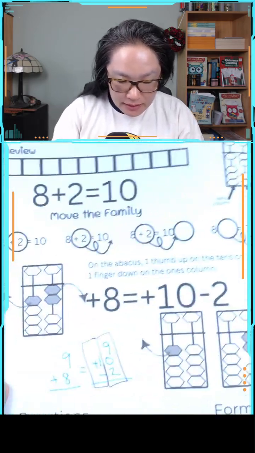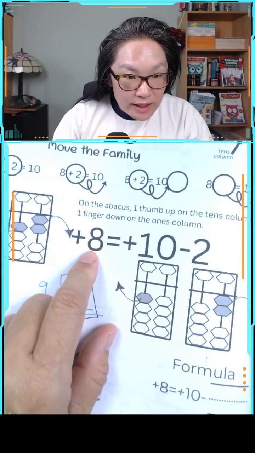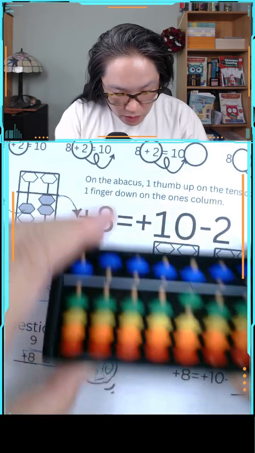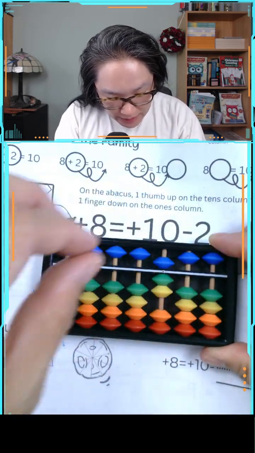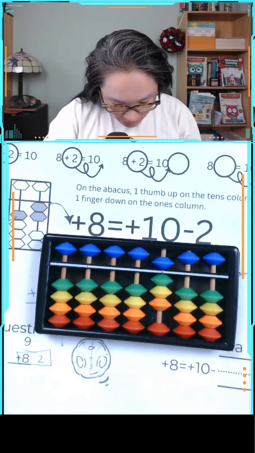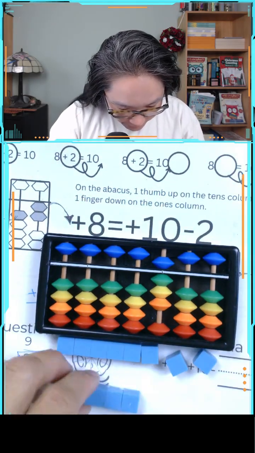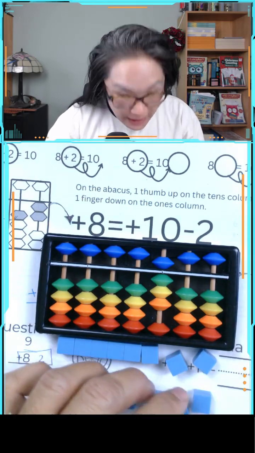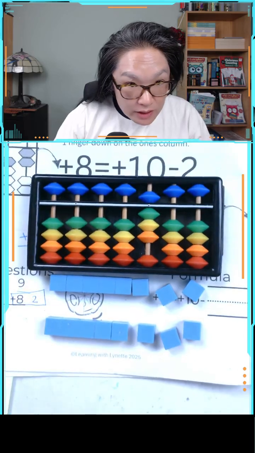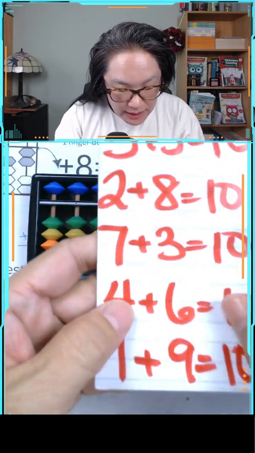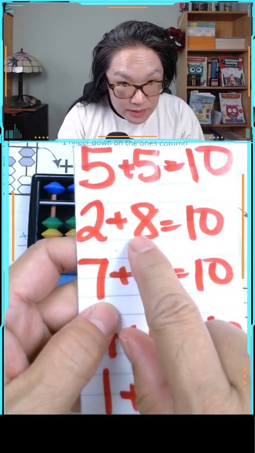Okay, 8, right? 8 we know is what? 8 is equal to plus the 10 minus the 2. So again, if I did 8 on the abacus, 5, 6, 7, and then there's 8. And we do it again. 5, 6, 7, 8. Well, what happens? We know how to make a 10. To make a 10 is what? 2 plus 8 is make a 10.